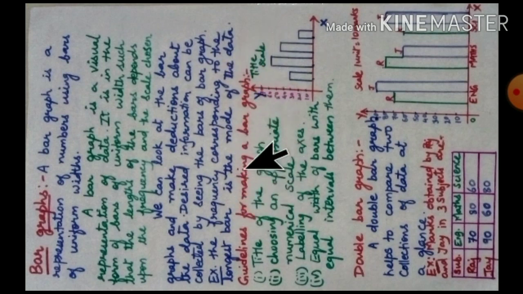Now, guidelines for making a bar graph. How to make a bar graph? Some guidelines are given. So what should we mention in the bar graph? The title of the graph, so here should be the title, up. Choosing an appropriate numerical scale. So a proper scale should be chosen. You should keep equal distance, either 10, 20, 30, 40 or 5, 10, 15, 20. So that is the scale. 1 unit equals how many centimeters?